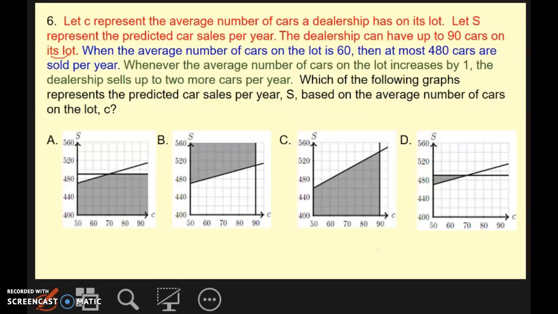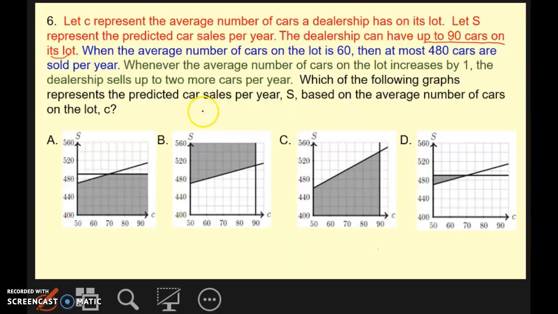So in this video, what we're going to be looking at is how to create the graph and then also how to actually solve some things. So in this problem, we have C represents the average number of cars a dealership has in its lot. Let S represent the predicted car sales per year. So C is going to be our horizontal axis telling us how many cars are actually on the lot, and S is going to tell us the predicted sales based on time of year or whatever, the number of cars in the lot. The dealership can have up to 90 cars on its lot. So that's going to be important information.